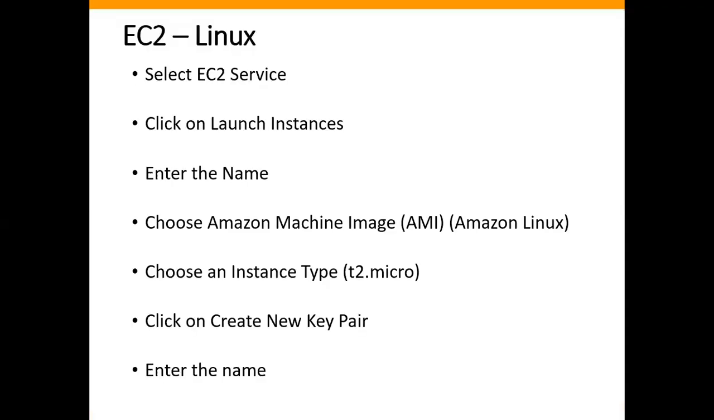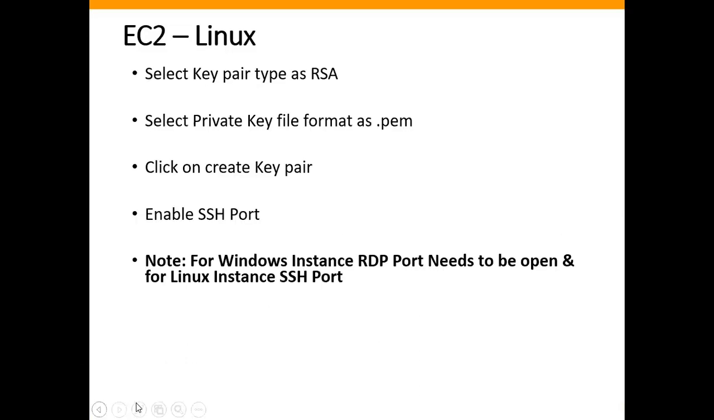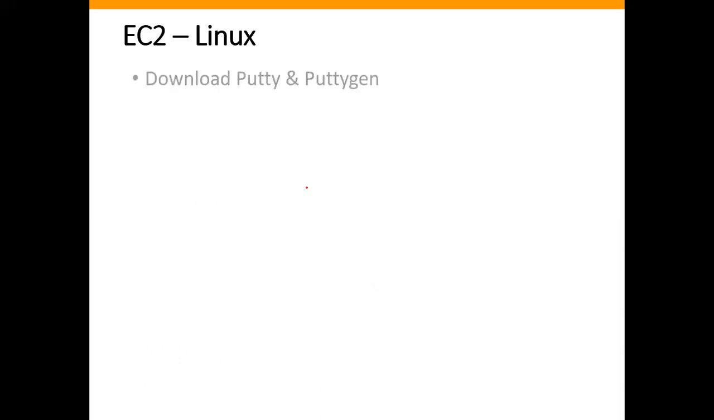And whatever steps I have followed, all the steps are mentioned in my PPT. And you can see here, there is a note I have given. For Windows, the RDP port needs to be enabled. For Linux, the SSH port needs to be enabled. Done. So we are able to create our machine.